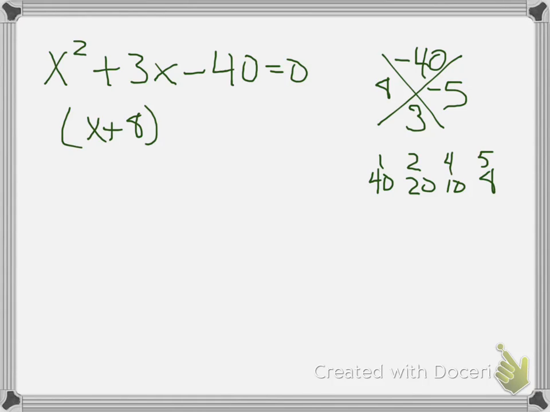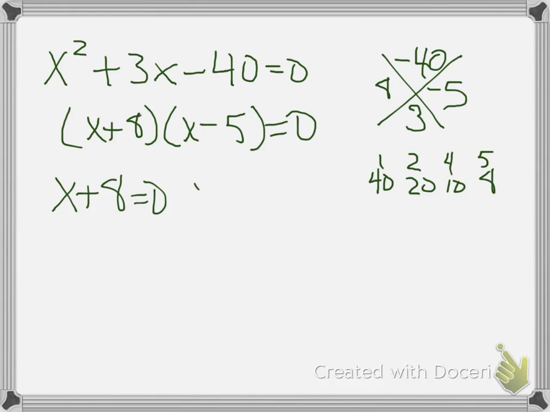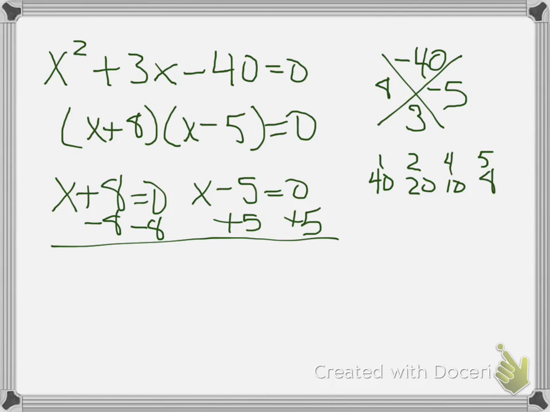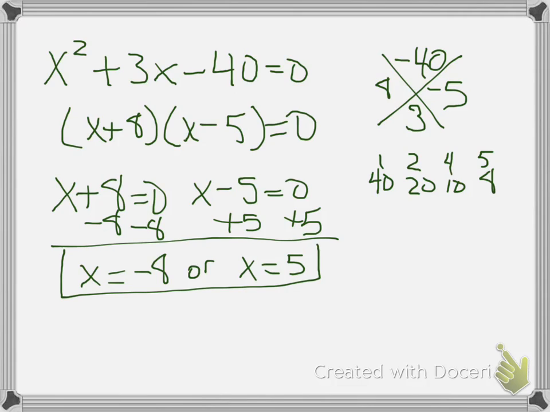So then I'm going to write here, x plus 8, x minus 5. Then set them equal to 0 and begin to solve. So when you solve those, minus minus, plus plus, and now we've got x equal to -8 or x is equal to +5.